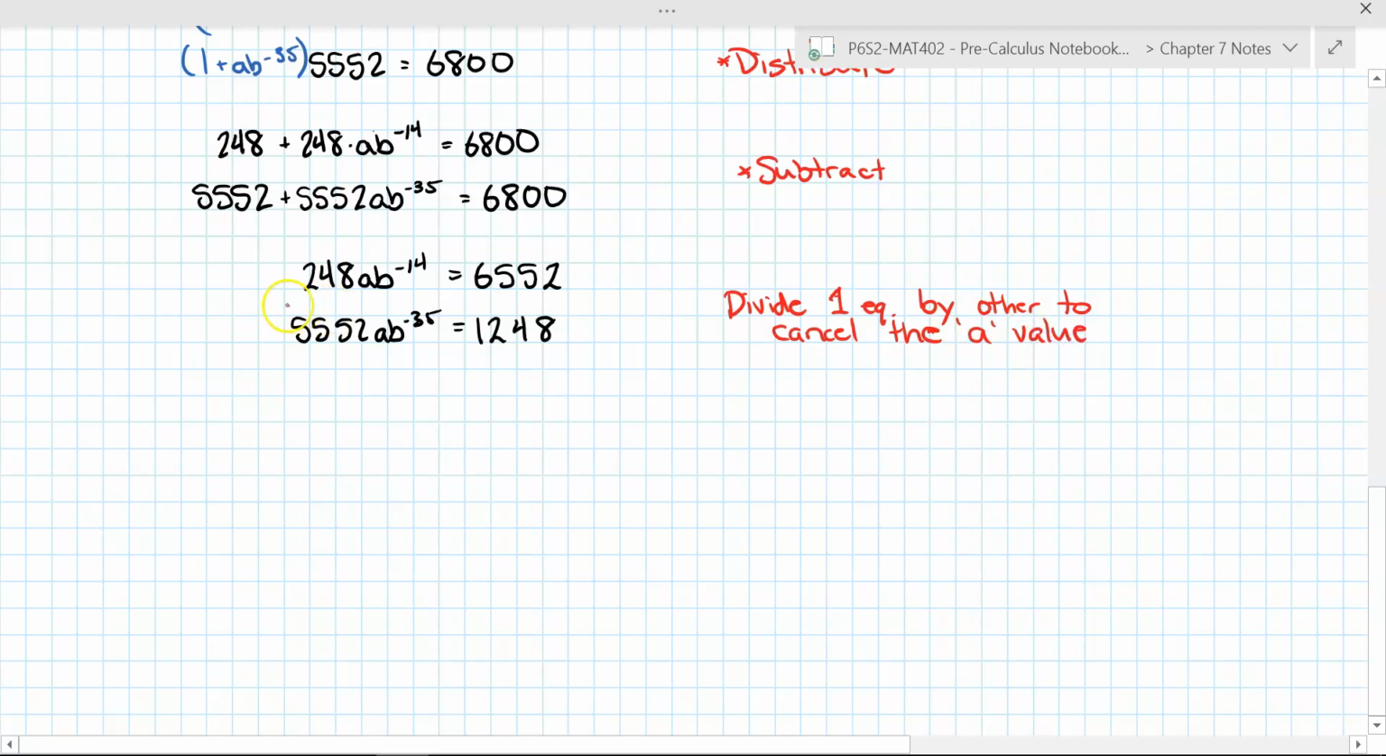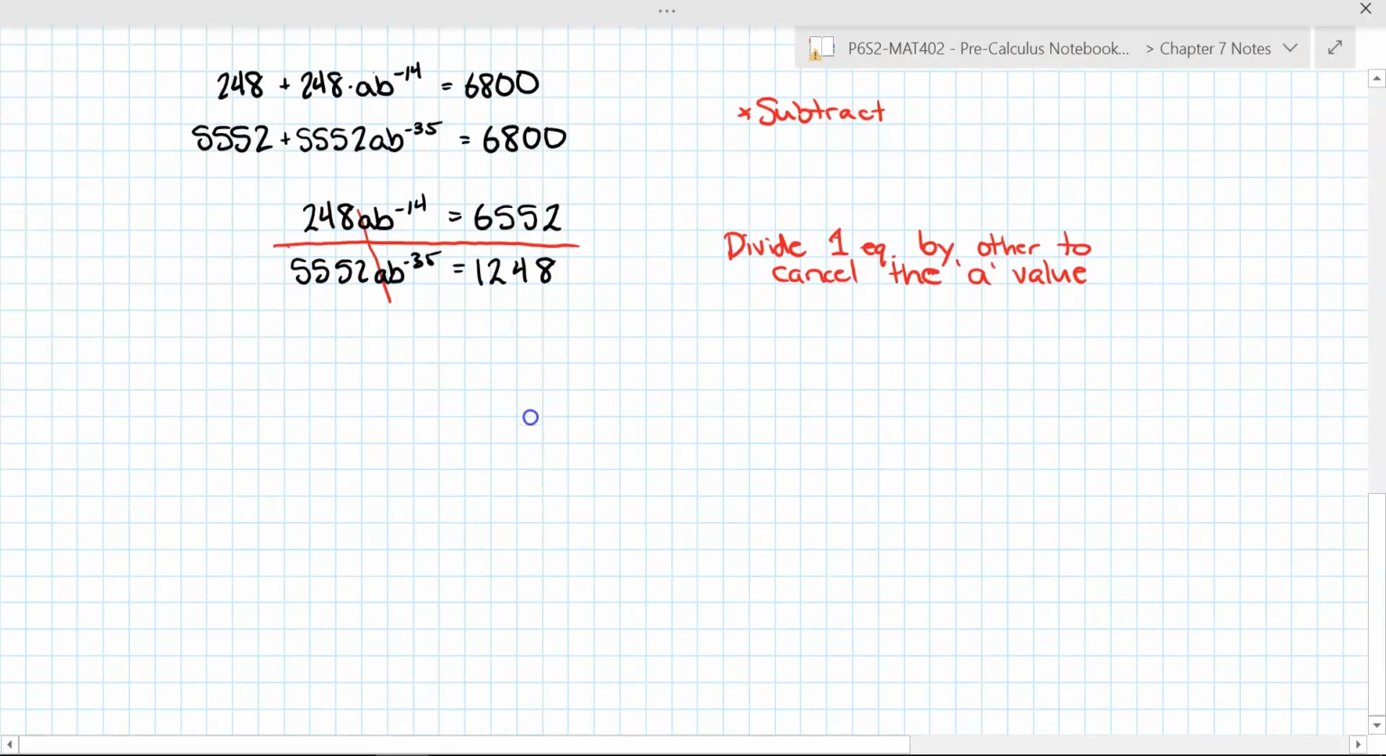That A term. So if I divide this, my A's are going to cancel. And I'll be left with 248 b to the negative 14th divided by 5552 b to the negative 35th equals 6552 divided by 1248. Okay. B to the negative 14 divided by b to the negative 35.